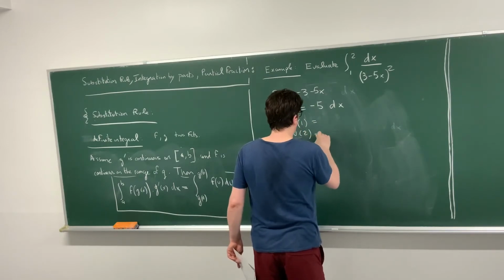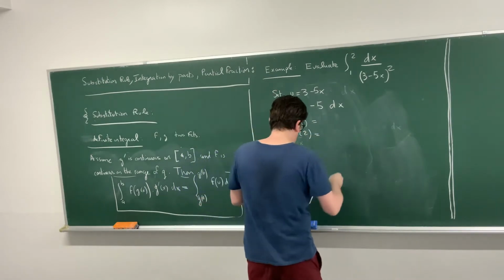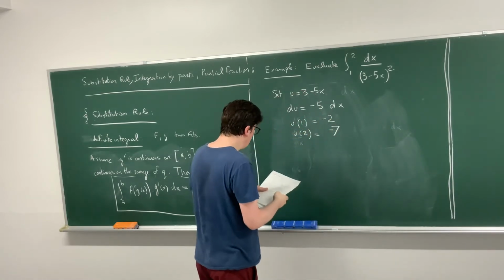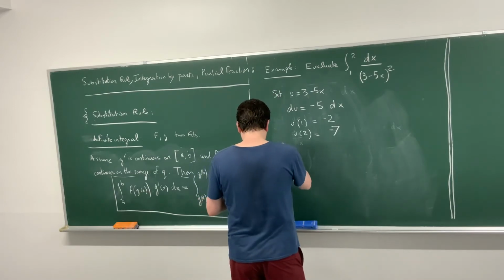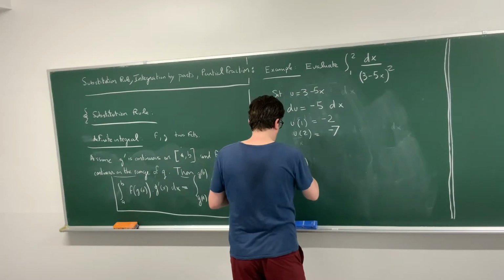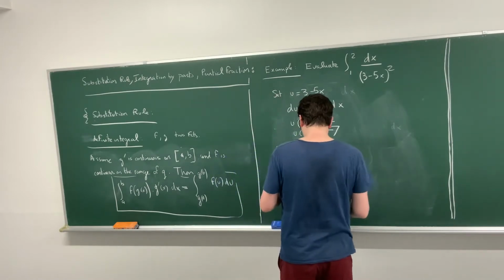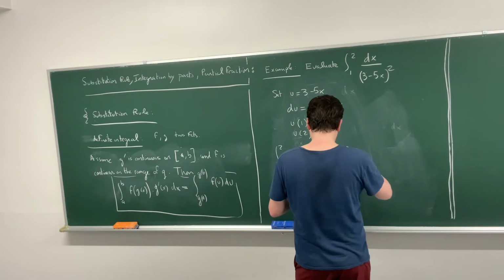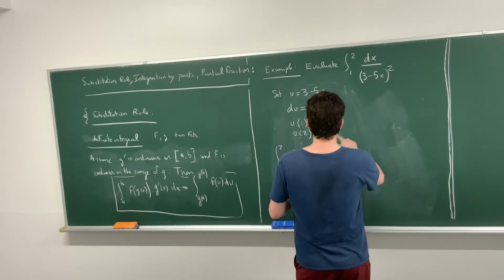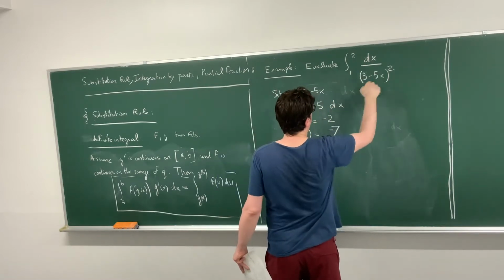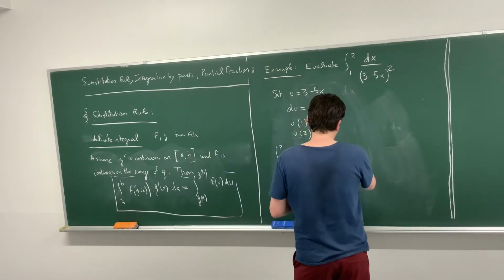So we calculate also these values. And here they are minus 2 and minus 7. Okay. We conclude that the integral between 1 and 2 of dx over (3 minus 5 to the x) all squared will be equal to, so du, here we don't have the minus 5, isn't it? We don't have it here. So we need to do the usual trick.